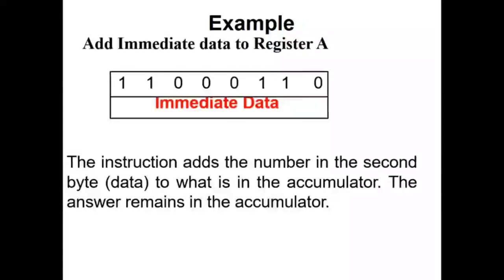At the end of this, you will be required to write a machine language instruction program. So someone will be giving you a program to write.